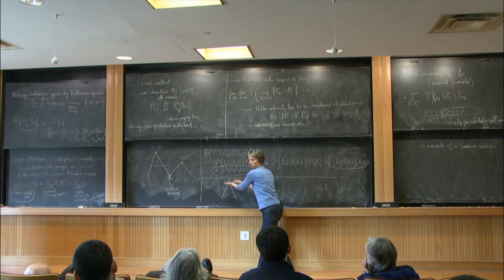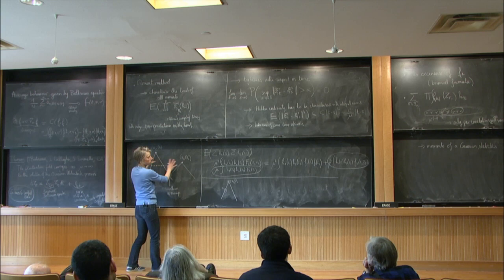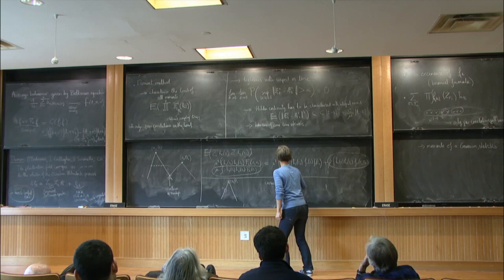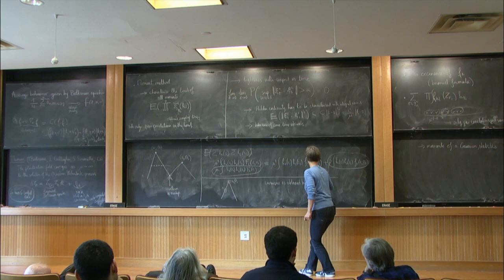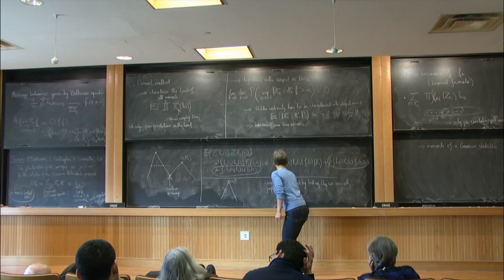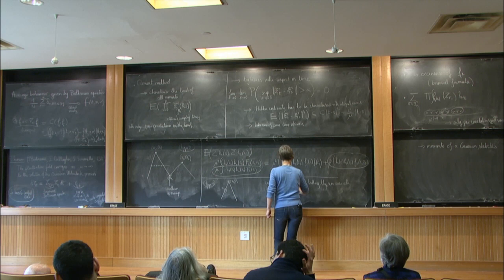And now you see that if you would like to characterize this covariance, you have the sum of all these graphs and all these graphs. So the covariance is obtained by taking the sum over all graphs of type 2, because you have two roots, and graphs of type 1.